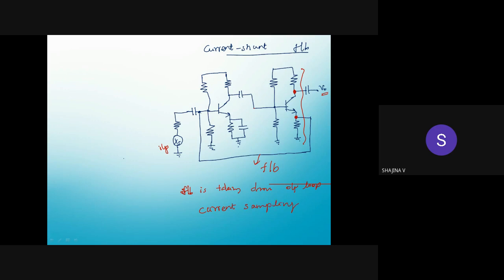Now at the input side, you can see we are applying the feedback to this point. That means we are applying it to a node, or we can say from this connection it is shunt, because here there will be an input current and here there will be a feedback current. So mixing is parallel, or we can say it is shunt.